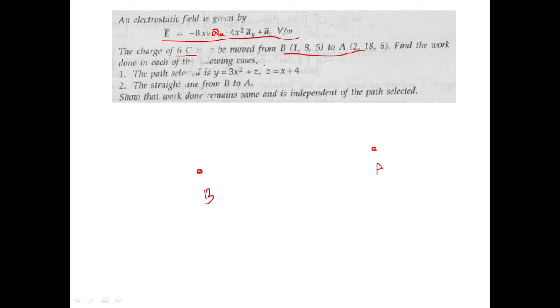Now how do you have to move? They have given two paths. That is a curve, maybe some curve like this, right? And again, the second case, a straight line joining B to A. Now case 1 will be on this curve. Case 2 will be the straight line.